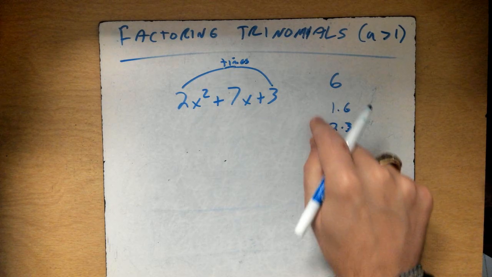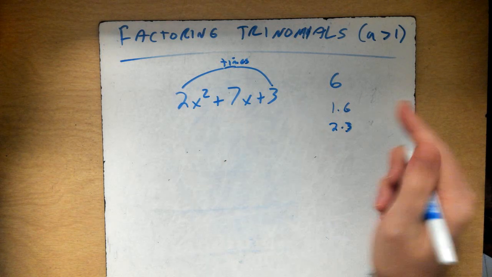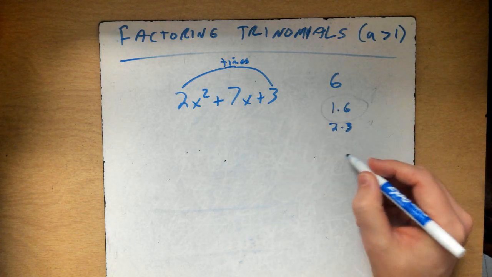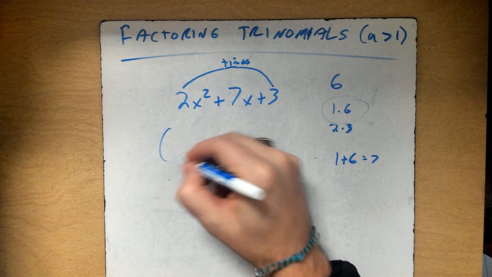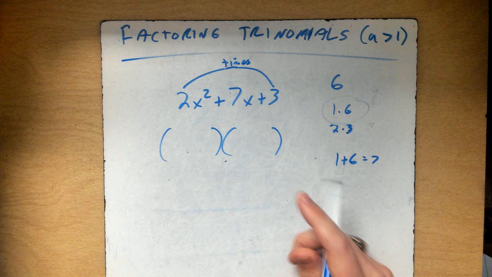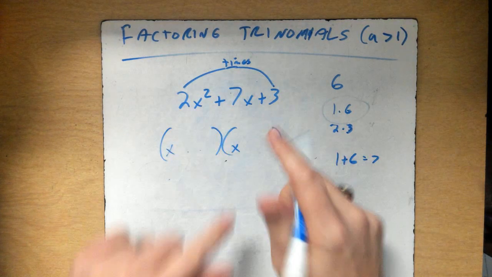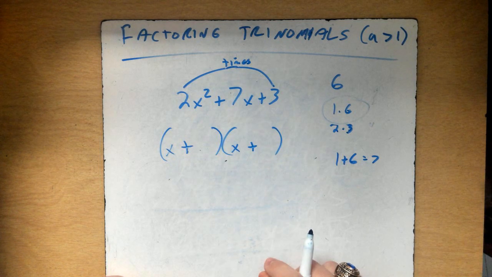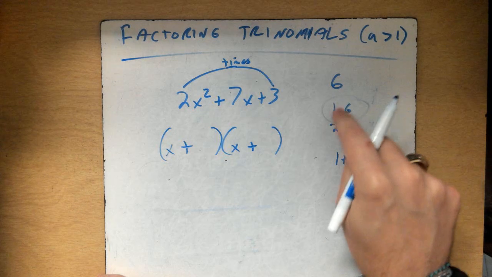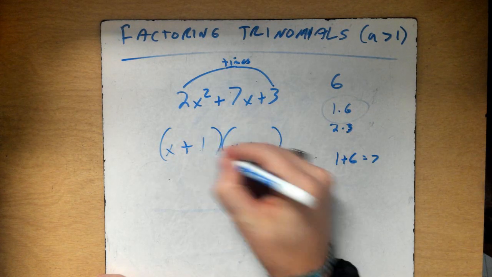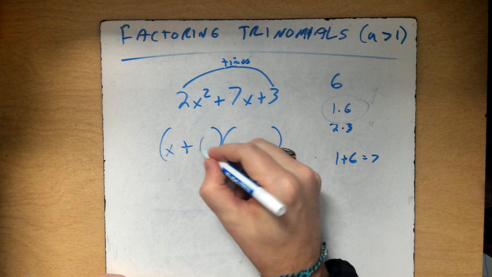Now, which one of these can I add to get me 7? Well, I know it has to be 1 and 6, since 1 plus 6 gives me 7. So, do parentheses. X is in front. Now, my signs are plus and plus. And the numbers I'm using are 1 and 6 because 1 times 6 is 6, 1 plus 6 is 7. So 1 and 6. Let's reverse that. Let's do 6 and 1.